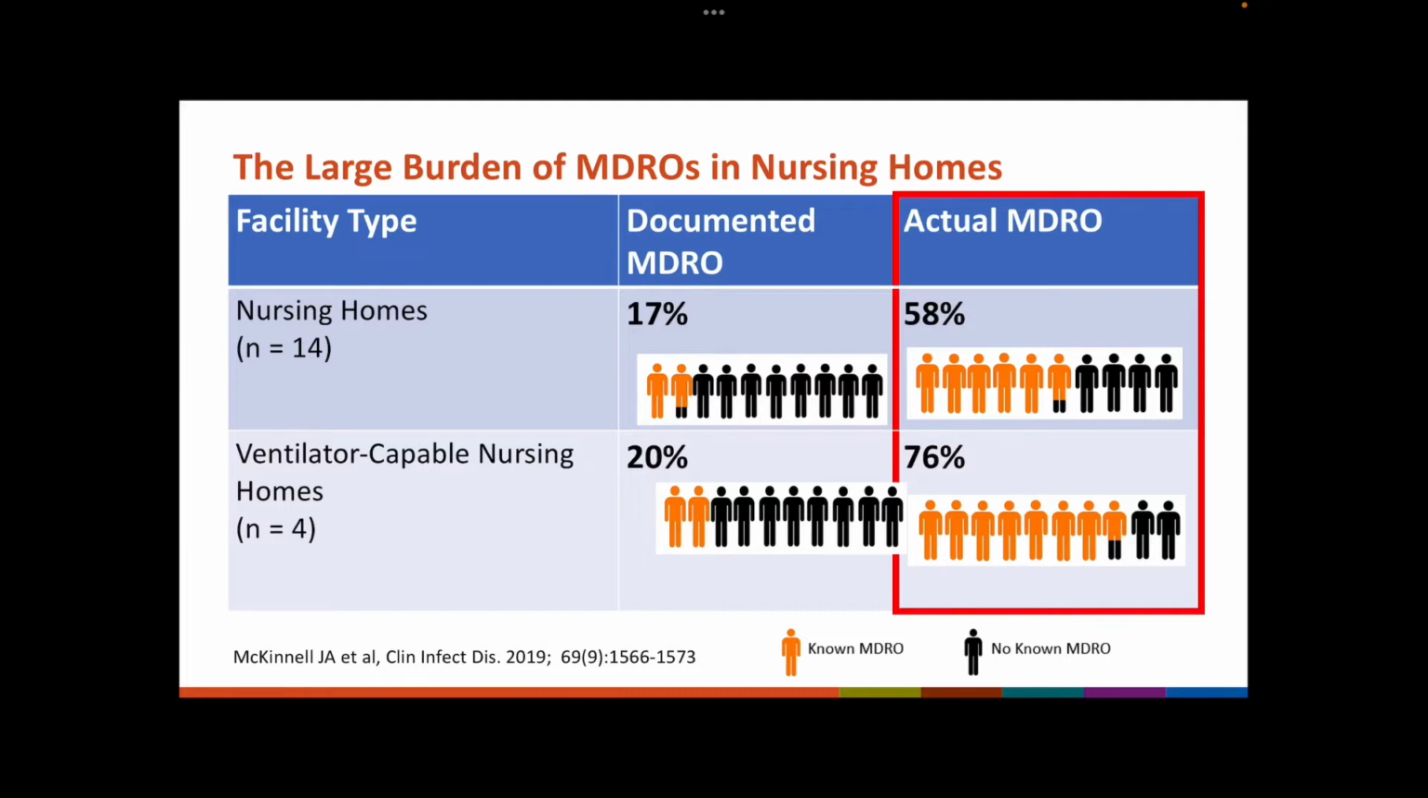What this data, and other data like it, shows is that there are many nursing home residents who are colonized with MDROs, and we are not even aware of most of them. And the numbers are even higher in nursing homes that take care of the most complex residents, such as residents on ventilators.